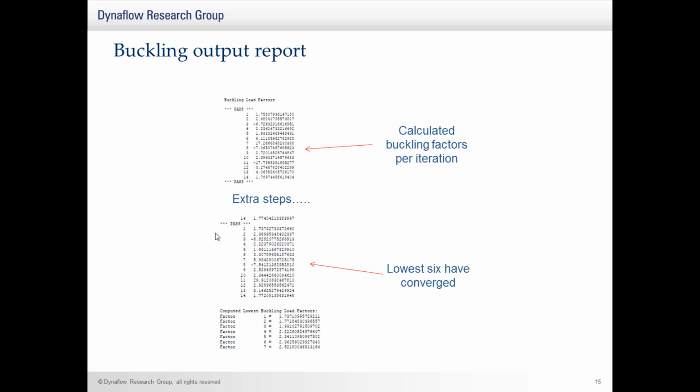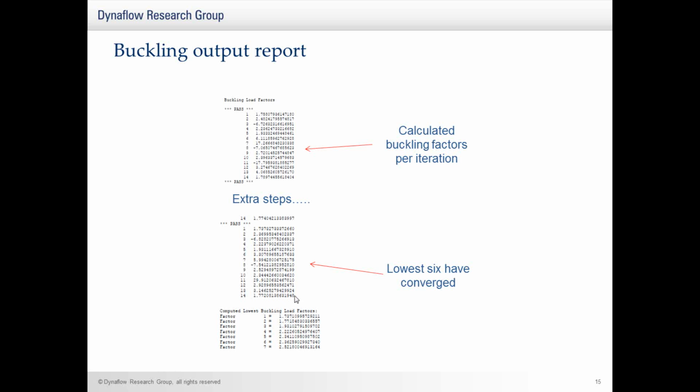Once you've done that, you can then review the output report. Okay, and here you'll see the process. You'll see the iteration, it's the eigenvalue matrix that's being solved, and this will go through a number of iterative steps until the lowest 6 buckling modes have converged. Then it will compute and show you the lowest 6 buckling modes for your vessel.